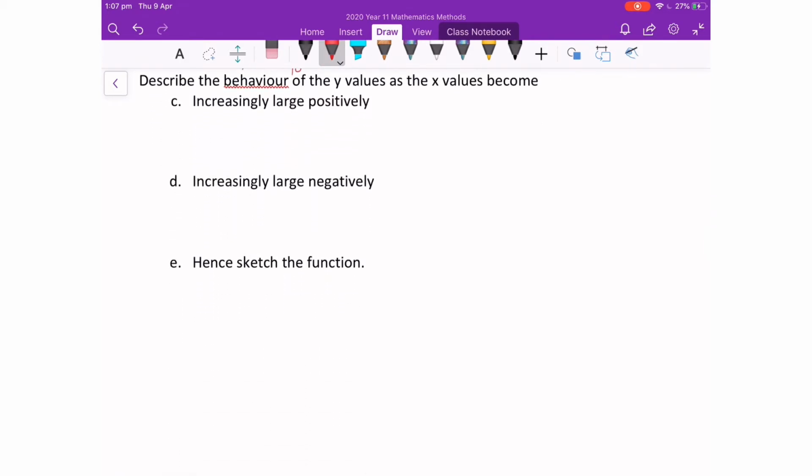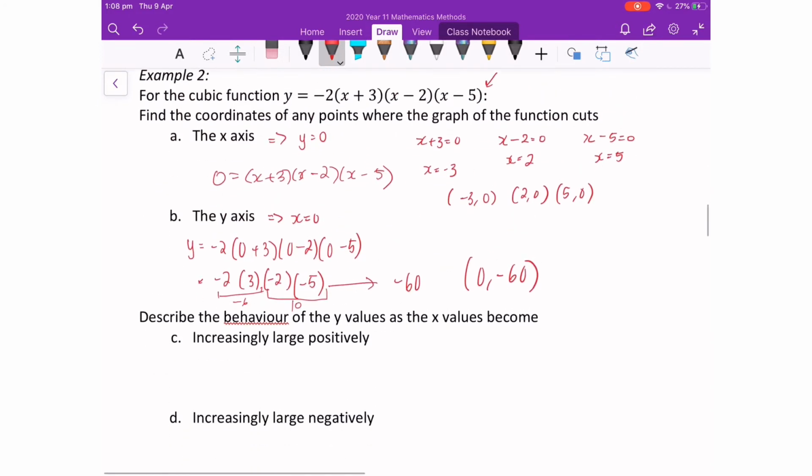So let's have a look. Describe the behavior of the y values as the x values become increasingly large positively. So let's have a look. My graph here, I'm just going to write it here so that way I don't have to keep scrolling up.